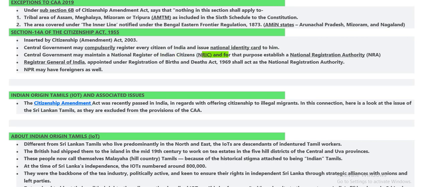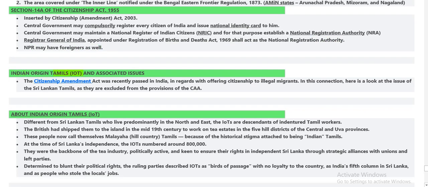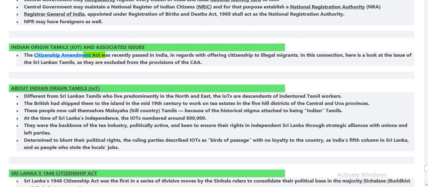Section 14A of the Citizenship Act, 1955, inserted by the Citizenship Amendment Act, 2003. Central government may compulsorily register every citizen of India and issue a national identity card to him. Central government may maintain a National Register of Indian Citizens, NRIC, and for that purpose establish a National Registration Authority, NRA. The Registrar General of India, appointed under the Registration of Births and Deaths Act, 1969, shall act as the National Registration Authority. NPR may have foreigners as well.